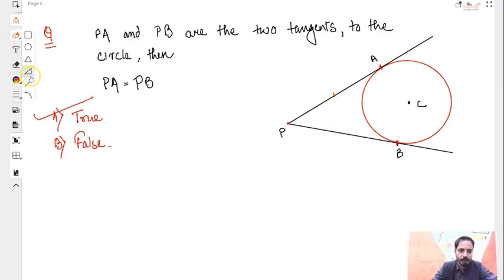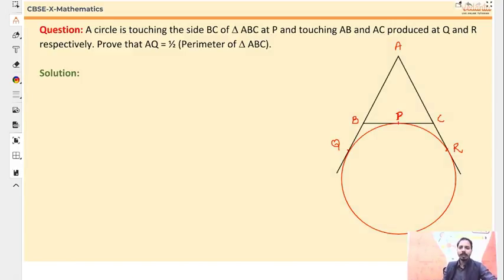That means if I join these two lines, I am going to get a triangle that is PAB, and this triangle will be an isosceles triangle, and this complete angle is going to be equal to this complete angle. This is very important, guys. Now on this particular concept, what we have learned, you can solve a few questions. So let us see what type of questions can be solved using this particular technique.